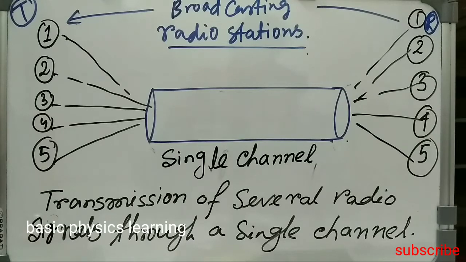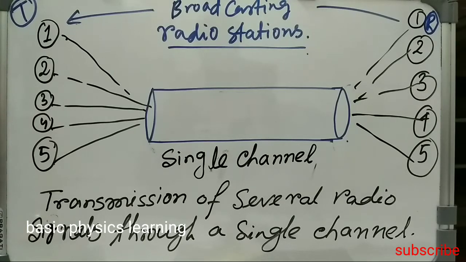To solve this problem easily, we can use the modulation technique. We can use various audio signals to modulate different carrier frequencies, thus translating each signal to a different frequency range, and the various carrier frequencies that are chosen must be sufficiently far apart.